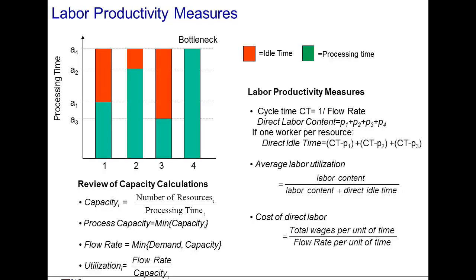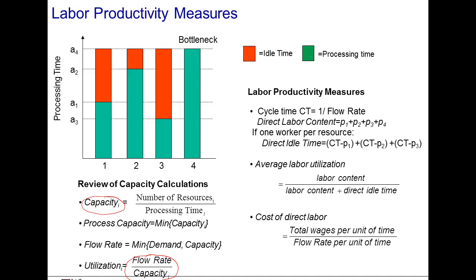Let me formalize the concept of line balancing. Before we do this though, let's review some basic definitions. We define the capacity of a resource as a ratio between m, the number of people or machines at this resource, divided by the processing time. We define the process capacity as the minimum of the capacities of the various resources in the process, and then the flow rate as the minimum between demand and capacity. Finally, we previously defined the utilization as the ratio between flow rate and capacity.